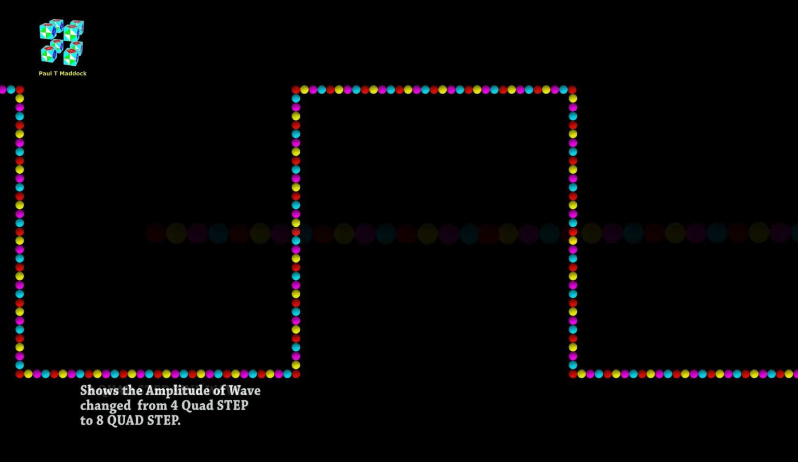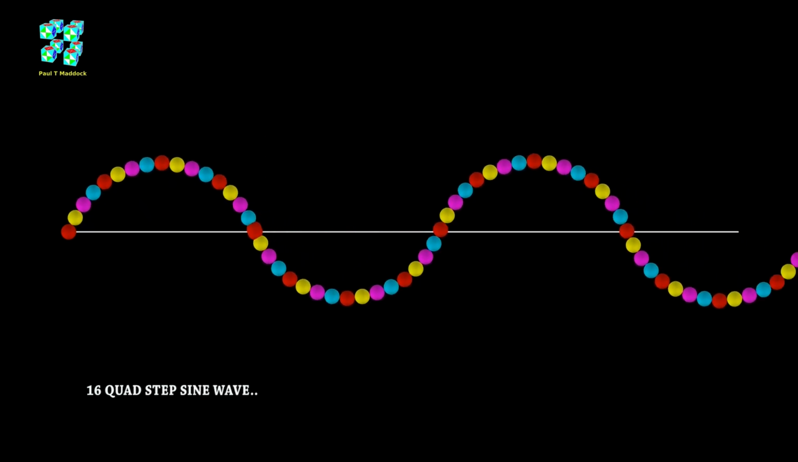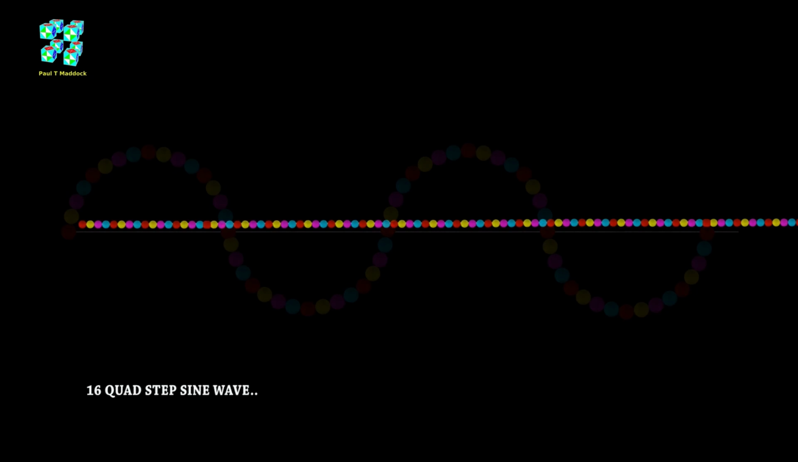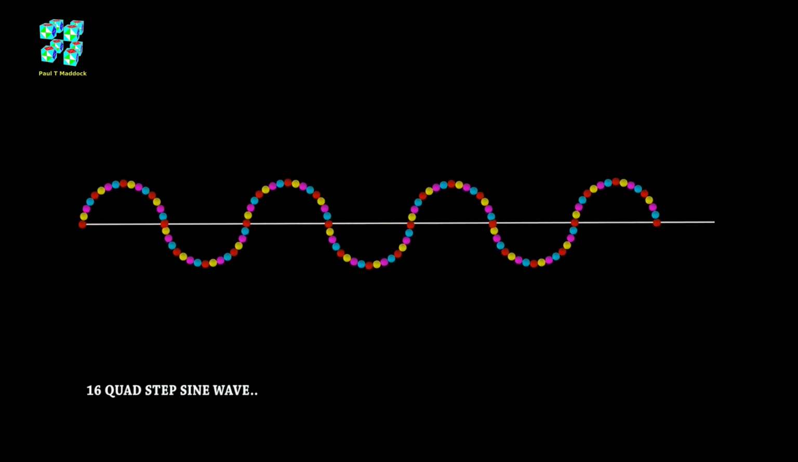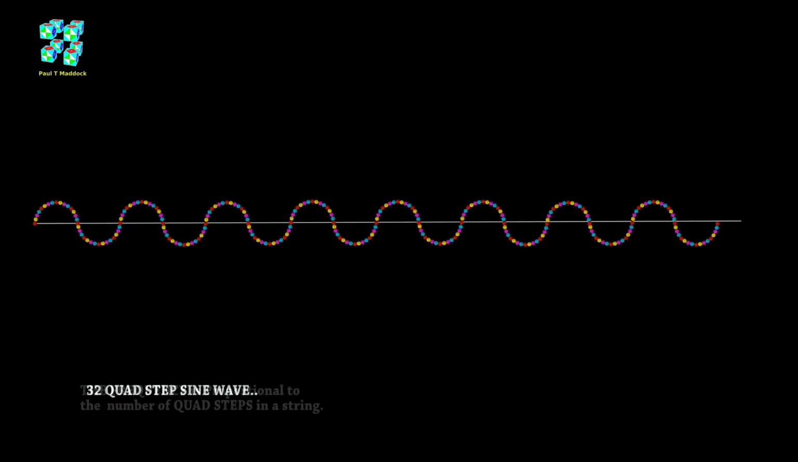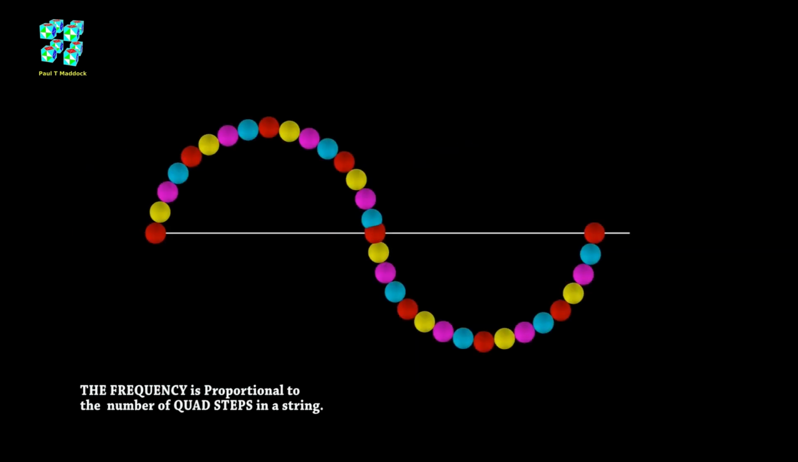Okay, now I'm going to show you the sine waves. Let's start with the single wave first. And now we'll double up on it. And you can see how quad step doubles the frequency. Let's double it up again. I think this shows how important the quad step system is. Let's double it up one more time. This shows that the frequency is proportional to the length of the string also.